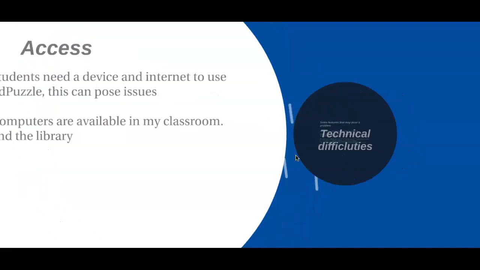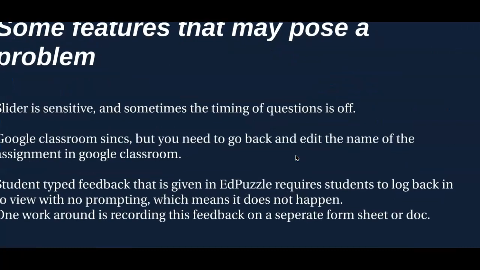The other one are technical difficulties. So the slider is very sensitive, and I sometimes have trouble getting it in the right spot. The Google Classroom sync sometimes is problematic, and EdPuzzle always generates a generic assignment name, and you need to go back into the Google Classroom and change the assignment name if you don't want it to be what EdPuzzle makes it, as well as change the instructions on the Google Classroom. So that's just an extra step that needs to get done every single time.